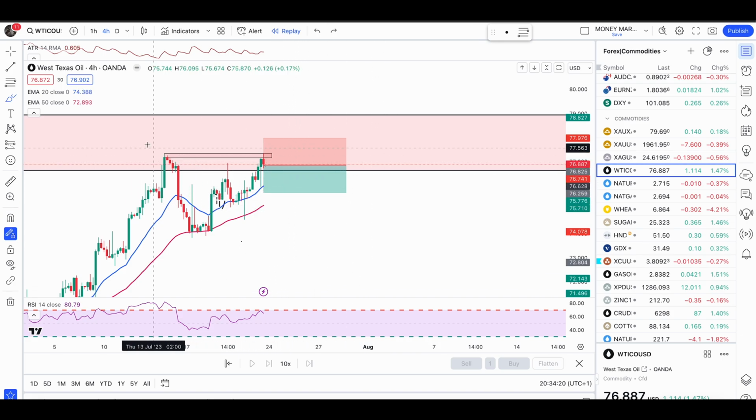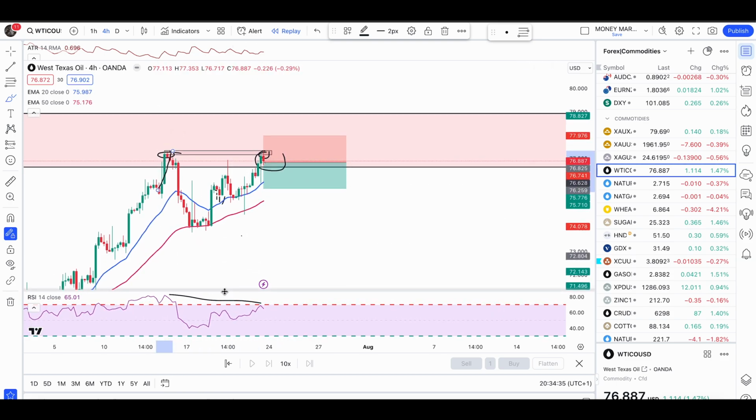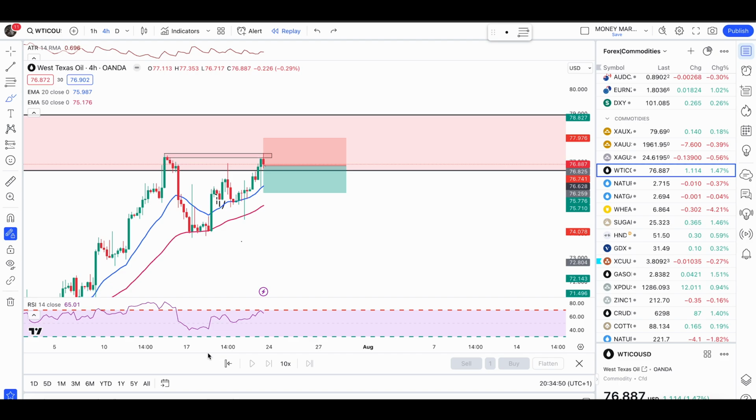So I'm expecting a good push down, looking at this nice rejection number 1, rejection number 2 with the bearish pressure. We had a nice divergence in the RSI as well, price making higher highs, and we had a divergence that is making lower highs. So that is what I'm looking at for commodities next week.